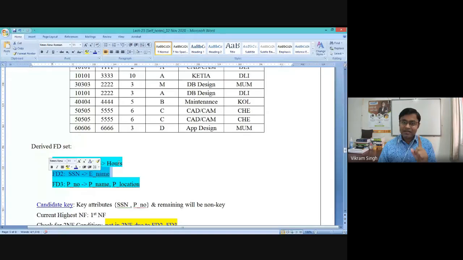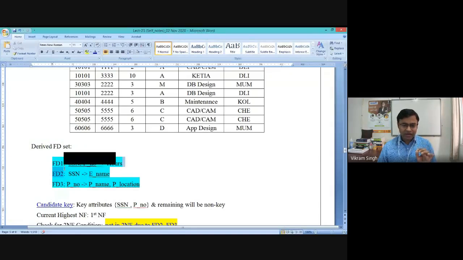SSN is not a key. It is a partial key, I can say, because for this database table, for this FD set, the candidate key is what? SSN and P number. It is not SSN alone. So if you use only SSN and not P number, it will become a partial key. You are not using the whole key. So you can see in FD2, a partial key SSN is deriving or defining a relationship with a non-key. So FD2 is not fulfilling the condition.